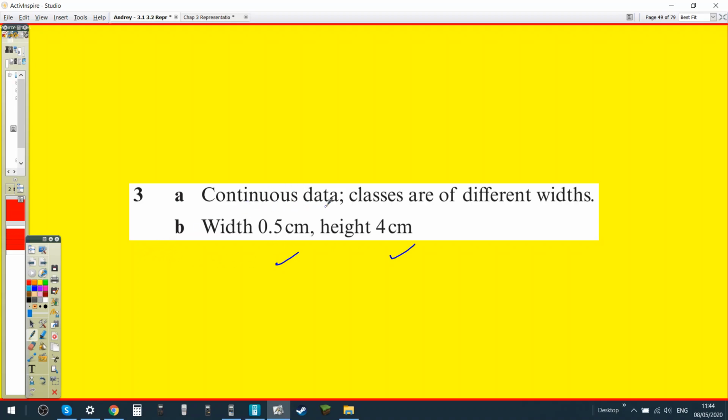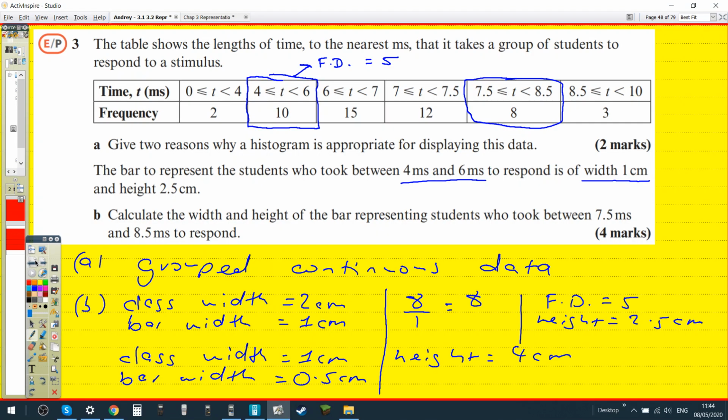It's continuous data, and the classes are of different widths. Oh, they're changing it. But grouped data. Yeah. Classes are of different widths. That's probably a bit better, because a bar diagram could be grouped data. Alright. Any questions about that? No.